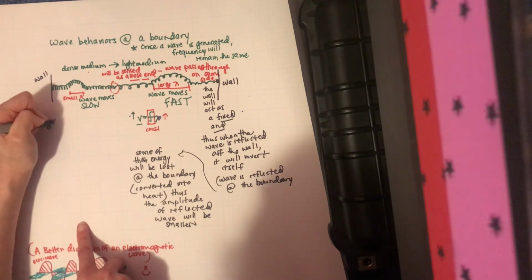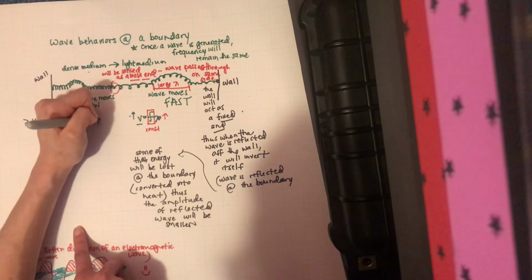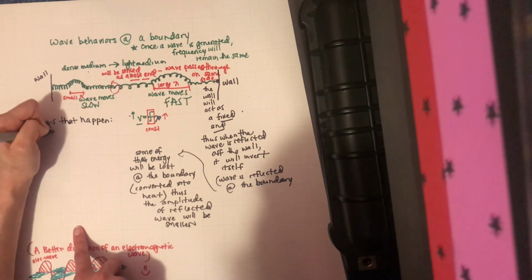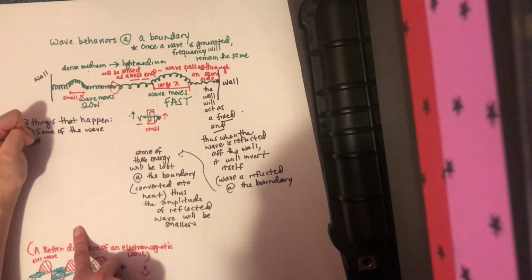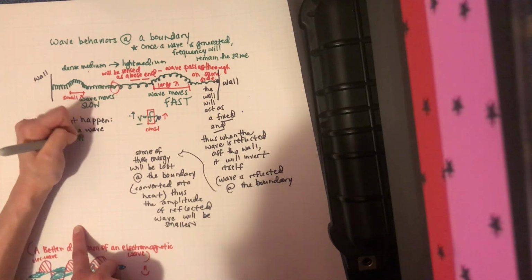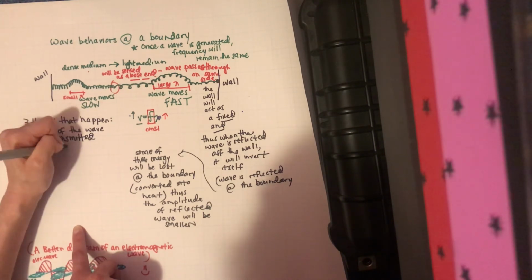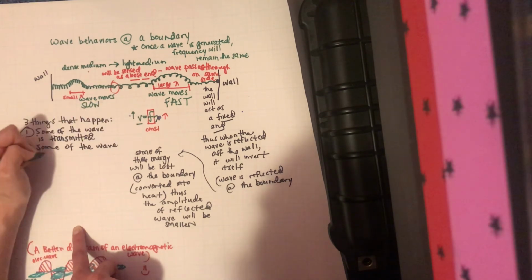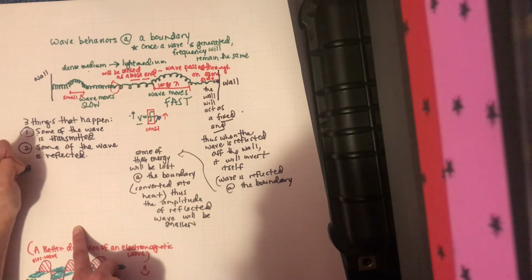So there are three things that happen when a wave reaches a boundary. Number 1, some of the wave is transmitted. Number 2, some of the wave is reflected. And number 3, some of the wave is absorbed.